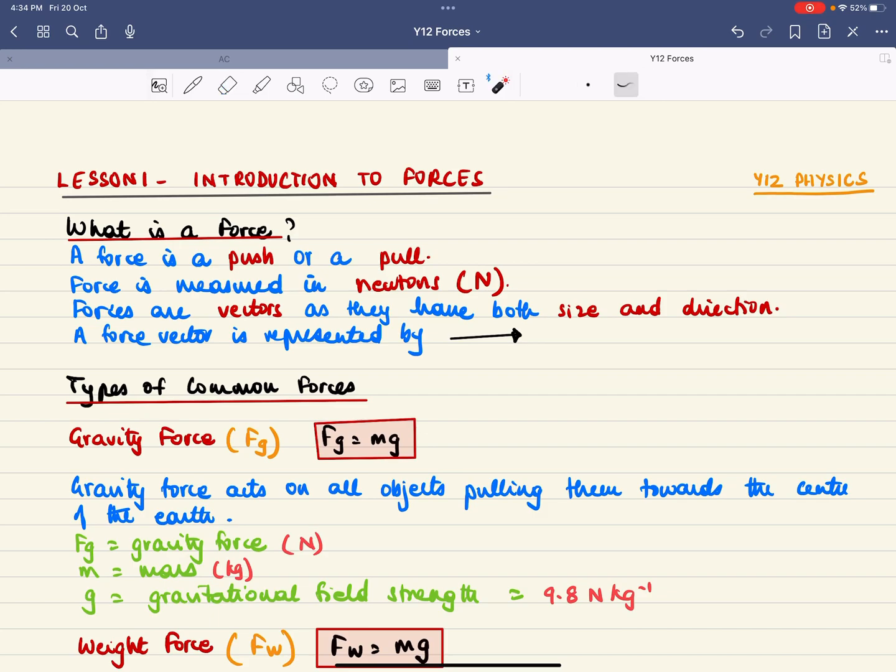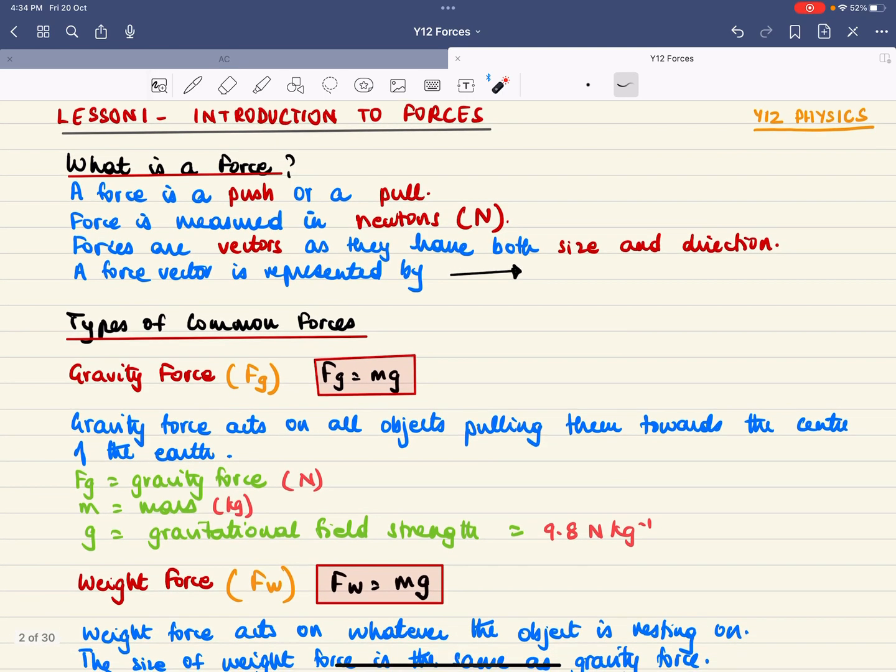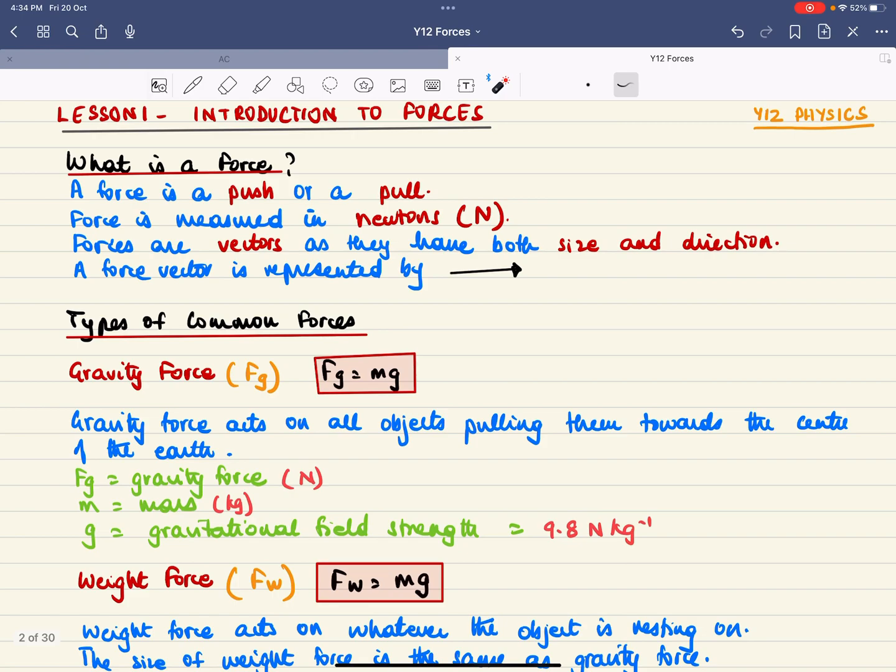A force is a push or a pull, and force is measured in a unit called newtons. Now, forces are vectors because they have both size as well as direction, and you represent a force vector by drawing an arrow. That's the head of this arrow, and that's the tail of the arrow.